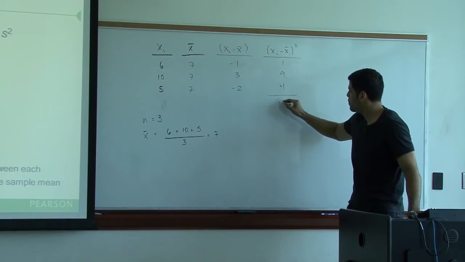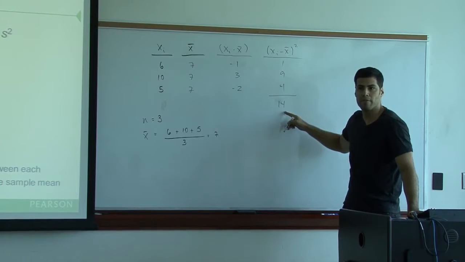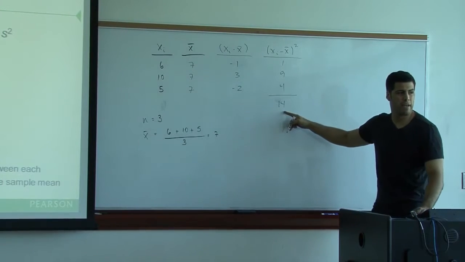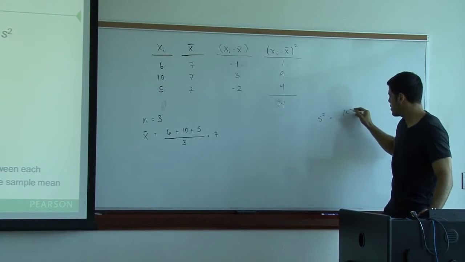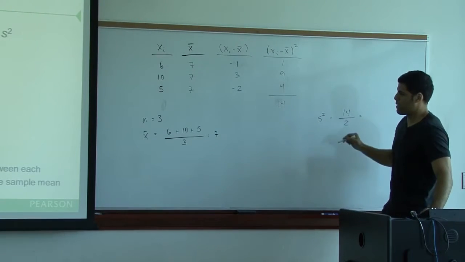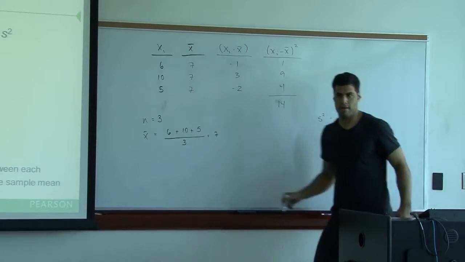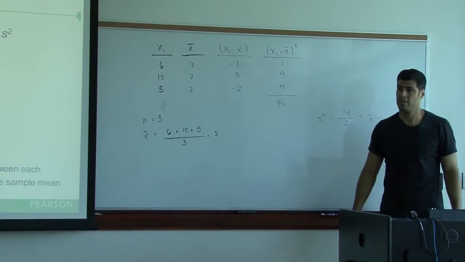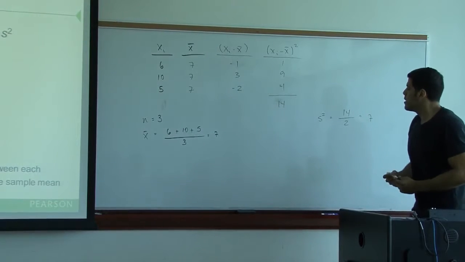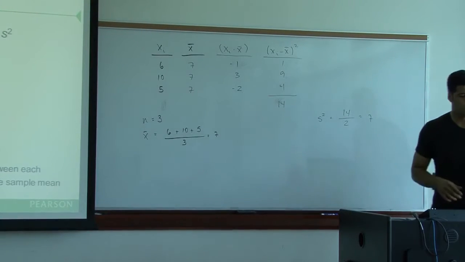So we have a column total of 14. Is that the variance? No. The variance will be 14 divided by 2. So s squared is equal to 14 divided by 2, which comes from 3 minus 1, right? So 7. I prefer to do it this way because it's more organized. Okay? And that's how you would do it in Excel.